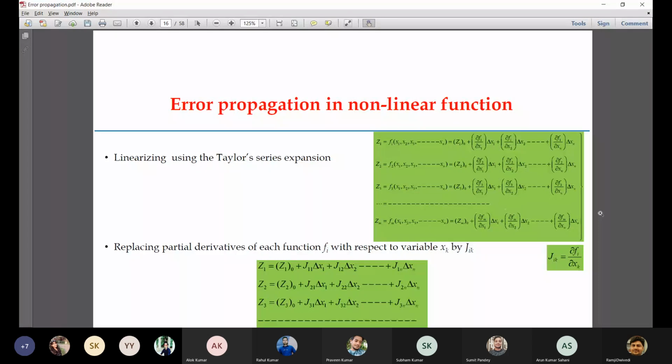You will start with f(x,y), the function value at x naught, y naught, that becomes z naught, plus del f by del x multiplied by x minus x naught, plus del f by del y multiplied by y minus y naught. The same way you are writing it in n dimensions. Just take a look.